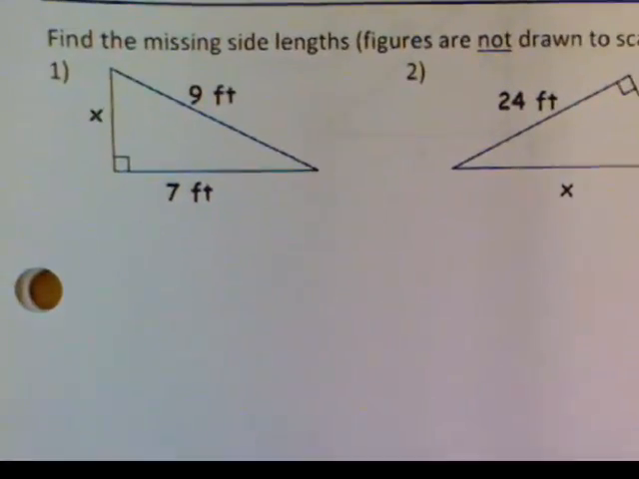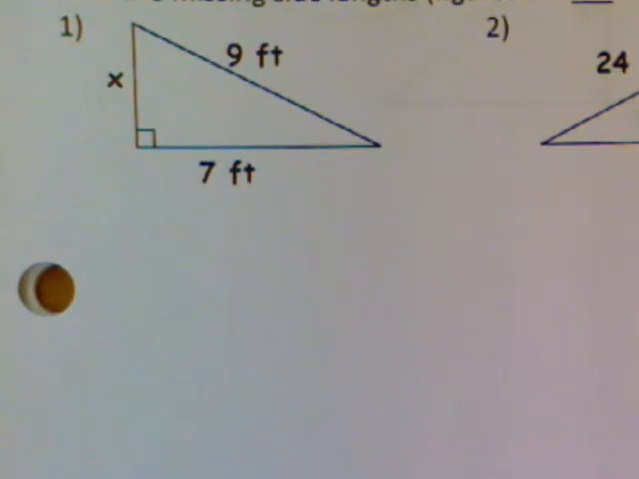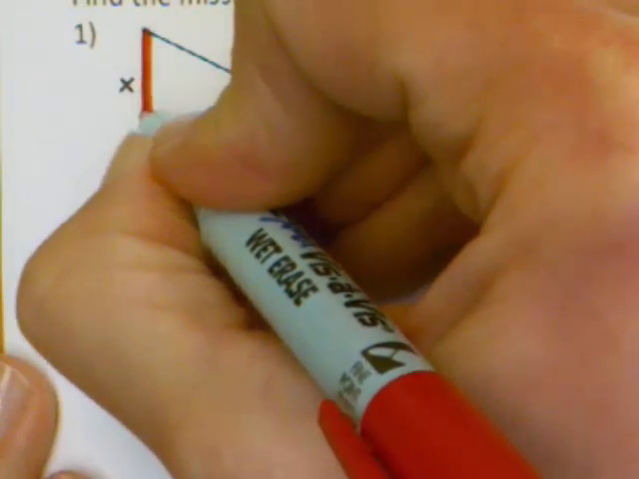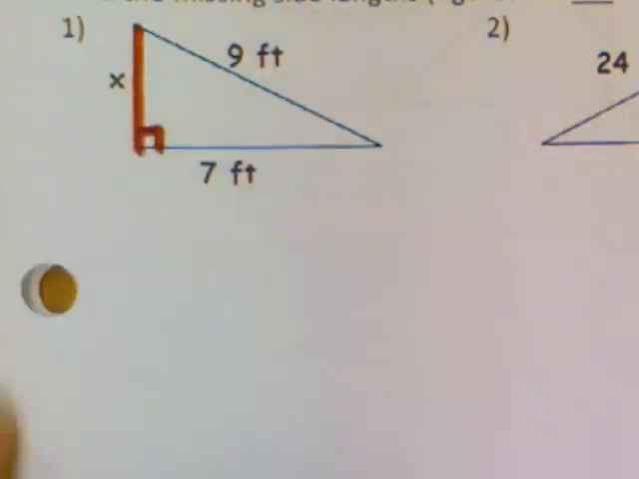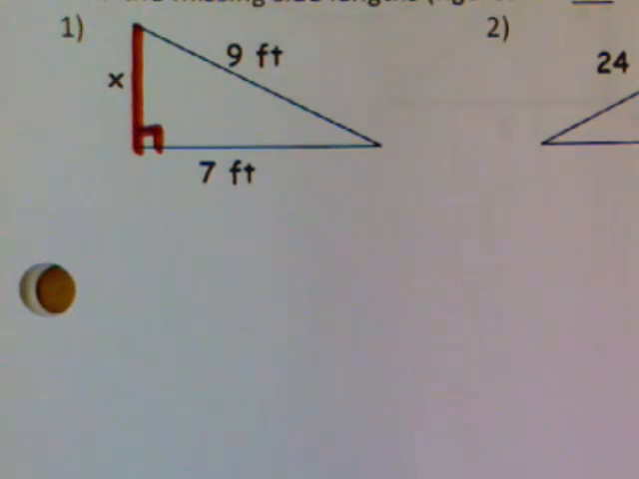So in our first example, we're looking for this side length. Notice it runs into the right angle. So that means it is not the hypotenuse. Okay, and so that's very important.